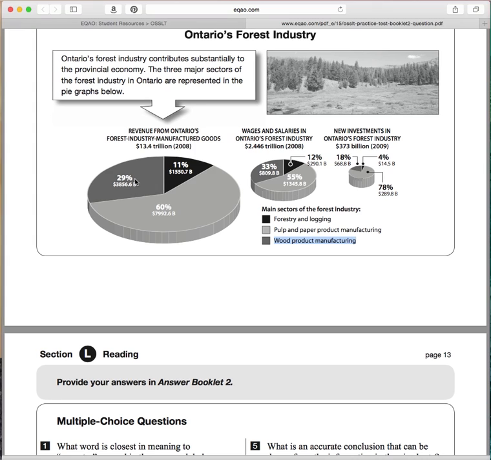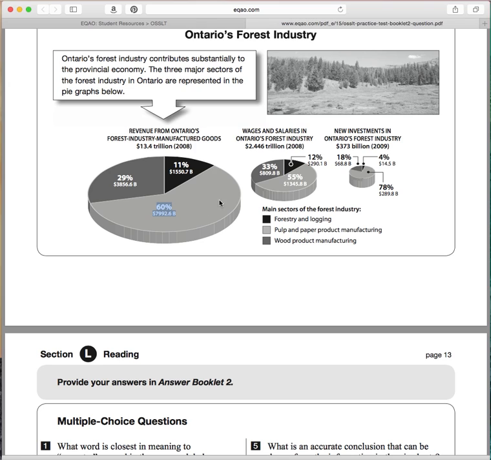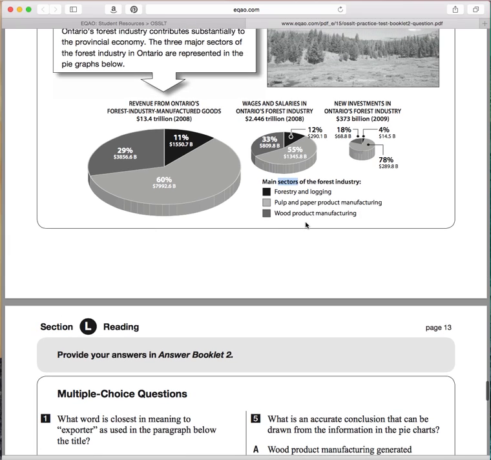And we can see here that pulp and paper is far and away the largest sector of this industry. The second largest component is wood products, and we can see that the primary industry of forest and logging is the smallest sector within this industry. Okay, so armed with that knowledge, let's take on the question.